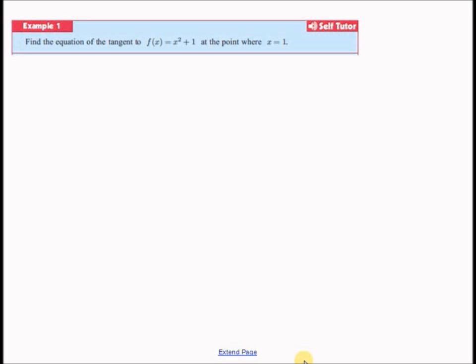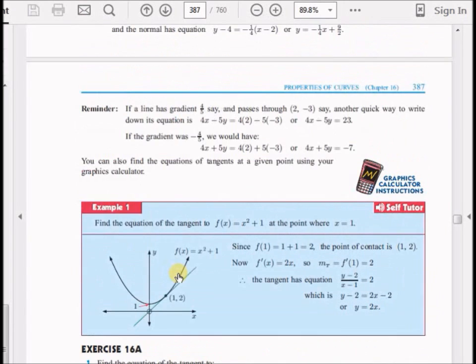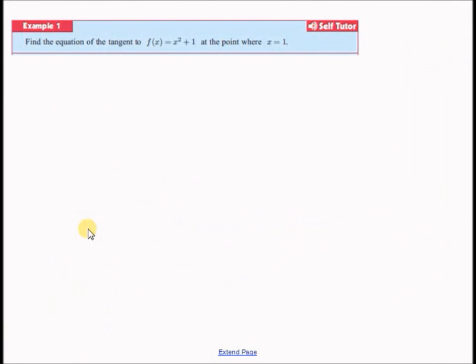Okay, let's look at example 1 in the textbook. This is on page 387. I encourage you to try to work through the question first before you take a look at it. So pause the video now and try to work through this question.